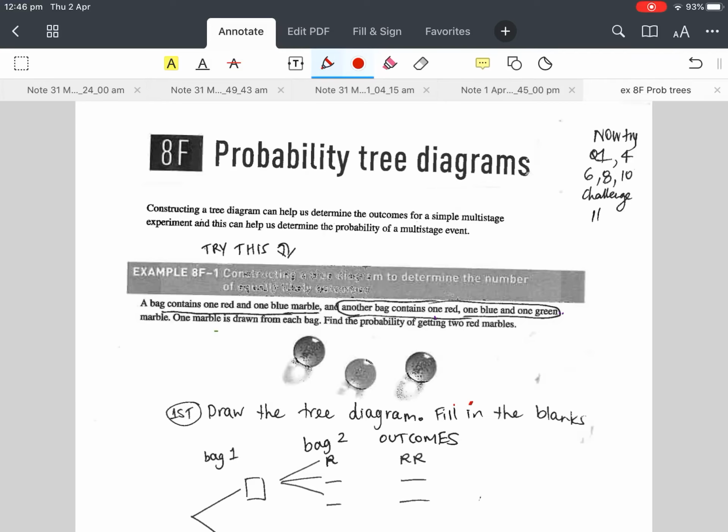Hi ladies and gents, I'm just going to go over 8F in case you were having troubles with it. Probability tree diagrams. A bag contains one red marble and one blue marble, and another bag contains one red, one blue and one green. One marble is drawn from each bag. Find the probability of getting two red marbles.